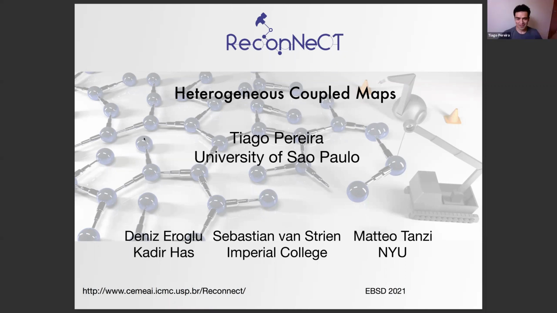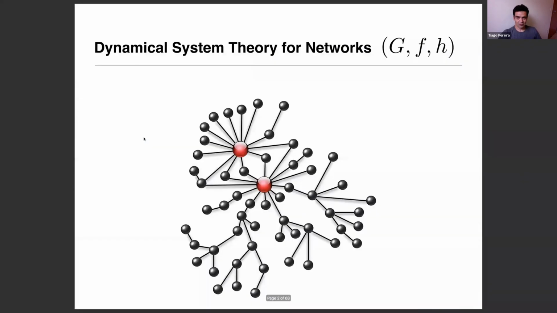Okay, so it's a pleasure to be here and finally talk again about dynamical systems. The last 2 years I was more or less involved in this COVID modeling, but now back to my main research topic. So a network of dynamical systems for me is this triple. I have a graph, a local dynamics, and a coupling function.